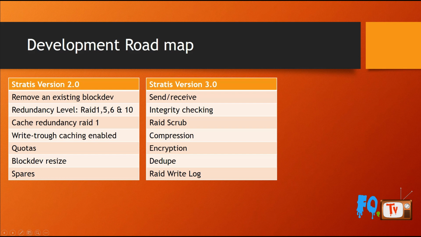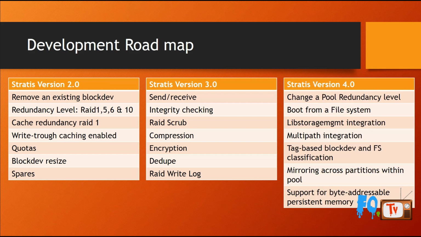Another one is version 3: send and receive, integrity checking, RAID scrub, compression, encryption and deduplication, and RAID write log. These are what is going to come in the roadmap for version 3. And version 4 is going to bring changing a pool's redundancy level. Whenever you have a pool created with RAID 1 and want to change that redundancy level to RAID 5, maybe that can be supported in version 4.